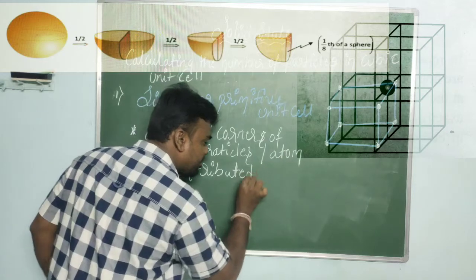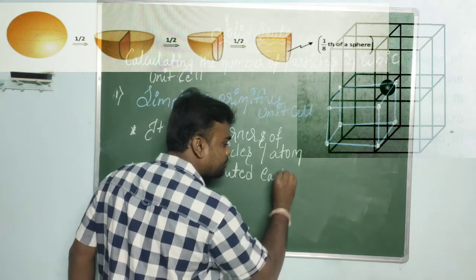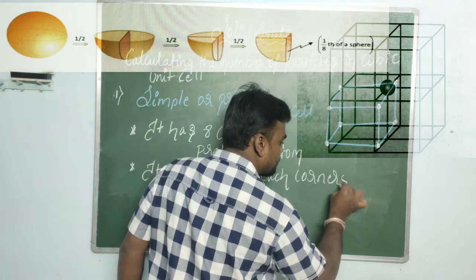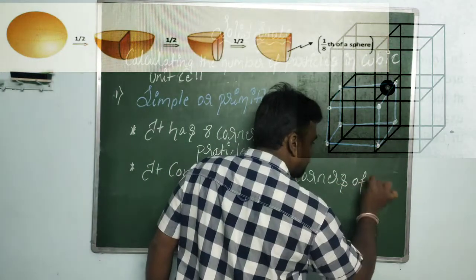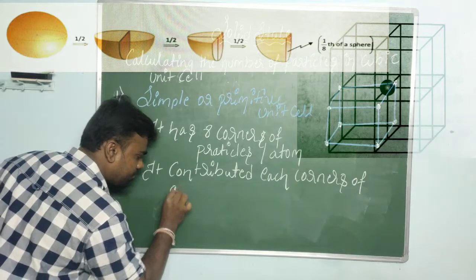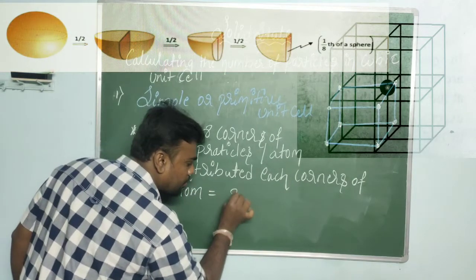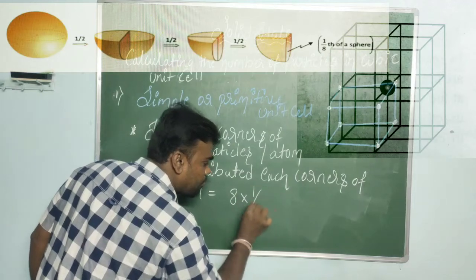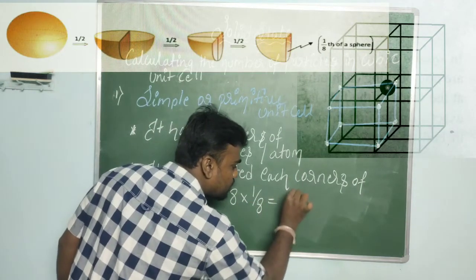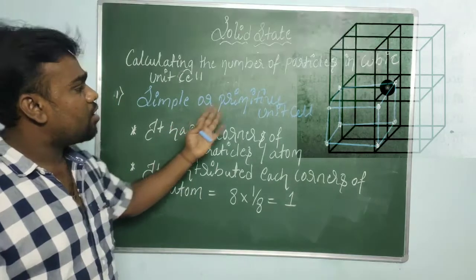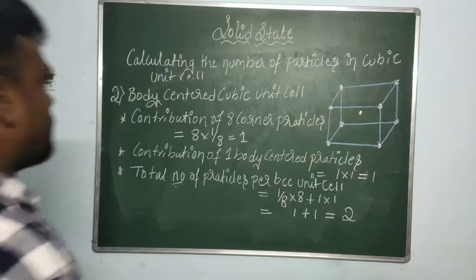Each corner contributes an atom or particle: 8 into 1 by 8 equals 1 atom in the simple or primitive unit cell.